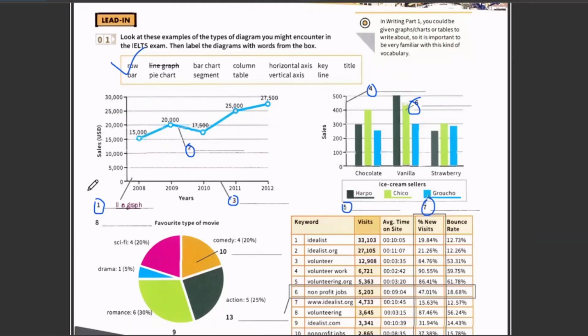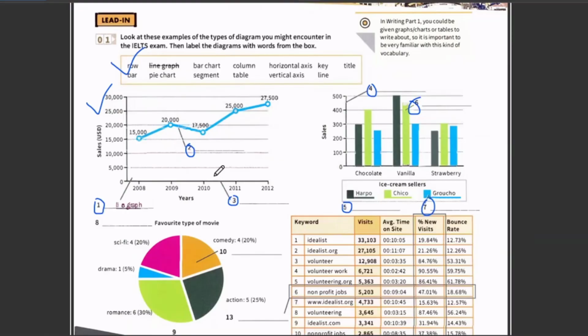So the first one, number one, has been done for us and it says line graph. So this diagram, the first one here, is called the line graph. Now for number two, what does this line represent? That is what we have to fill in here, okay? And then there's number three, what this line represents. We have to write that.